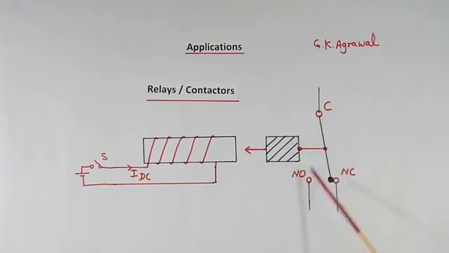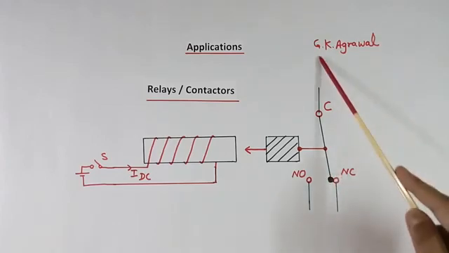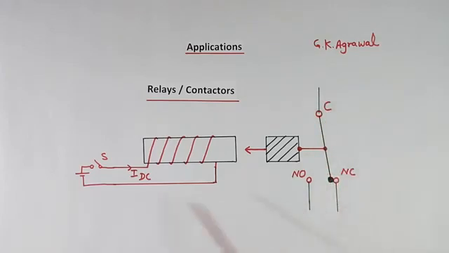Relay has 3 points: common, NC, NO. This behaves like a switch. At present when this switch is open, this connection is here, so current will flow like this. When we close this switch, this will become a magnet, this will get attracted to this side, along with this also will move and this point will come here. So now the connection will be like this.